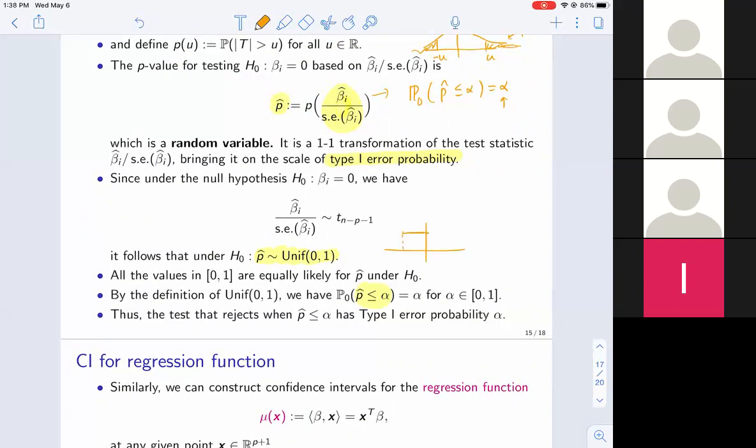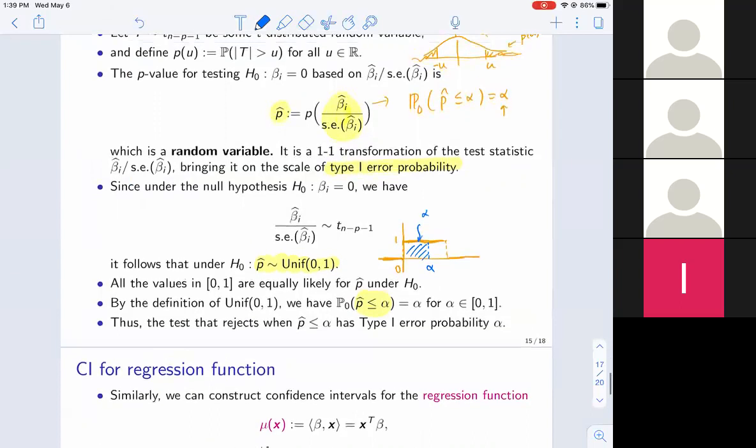If I have a uniform distribution, that's my density: 0 here, 1 here, 0 elsewhere. So what is the chance that I observe a value which is less than alpha? That would be the area here, which is just going to be alpha. So the probability that p hat under the null is less than or equal to alpha is alpha. And that's the advantage. I can construct the test by saying that I reject whenever p hat is less than alpha, and that would give me a test at level alpha.